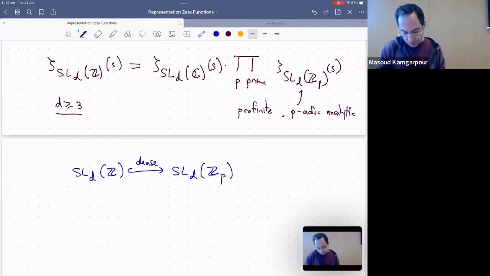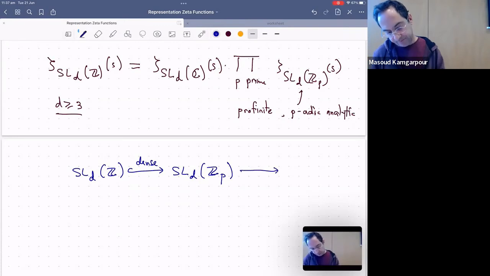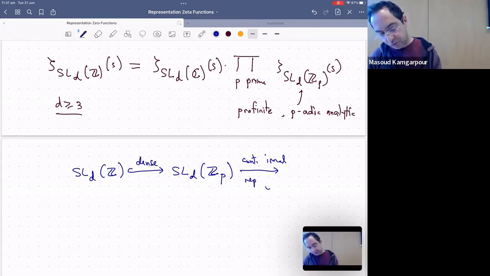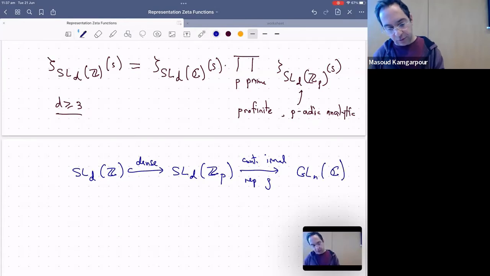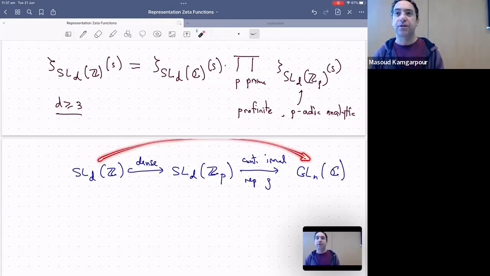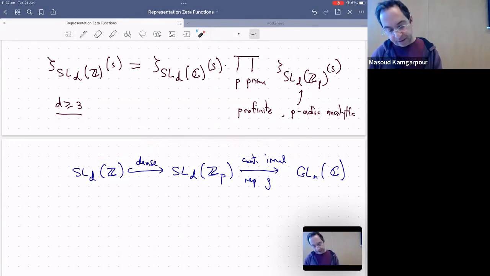And now suppose somebody gives me a continuous, irreducible representation rho into some GL_N(C). Remember, we are trying to get representations of SL_d(Z). But if somebody gave me a continuous irreducible representation of SL_d(Z_p), then I can compose it with this dense embedding.